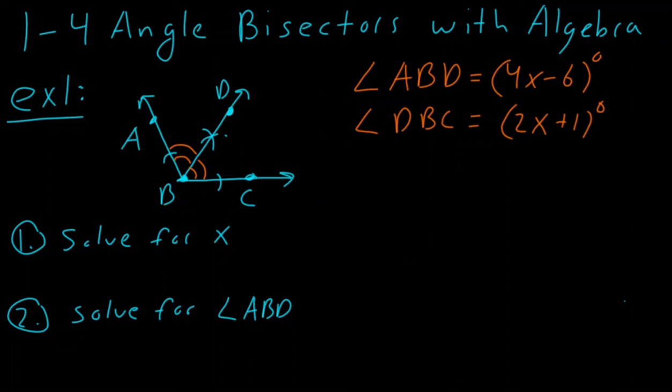Okay, in this section we have 1-4 angle bisectors with algebra. So in our very first example, we see here we've actually been given an angle bisector construction. We know it's a construction from these little bitty curve marks.